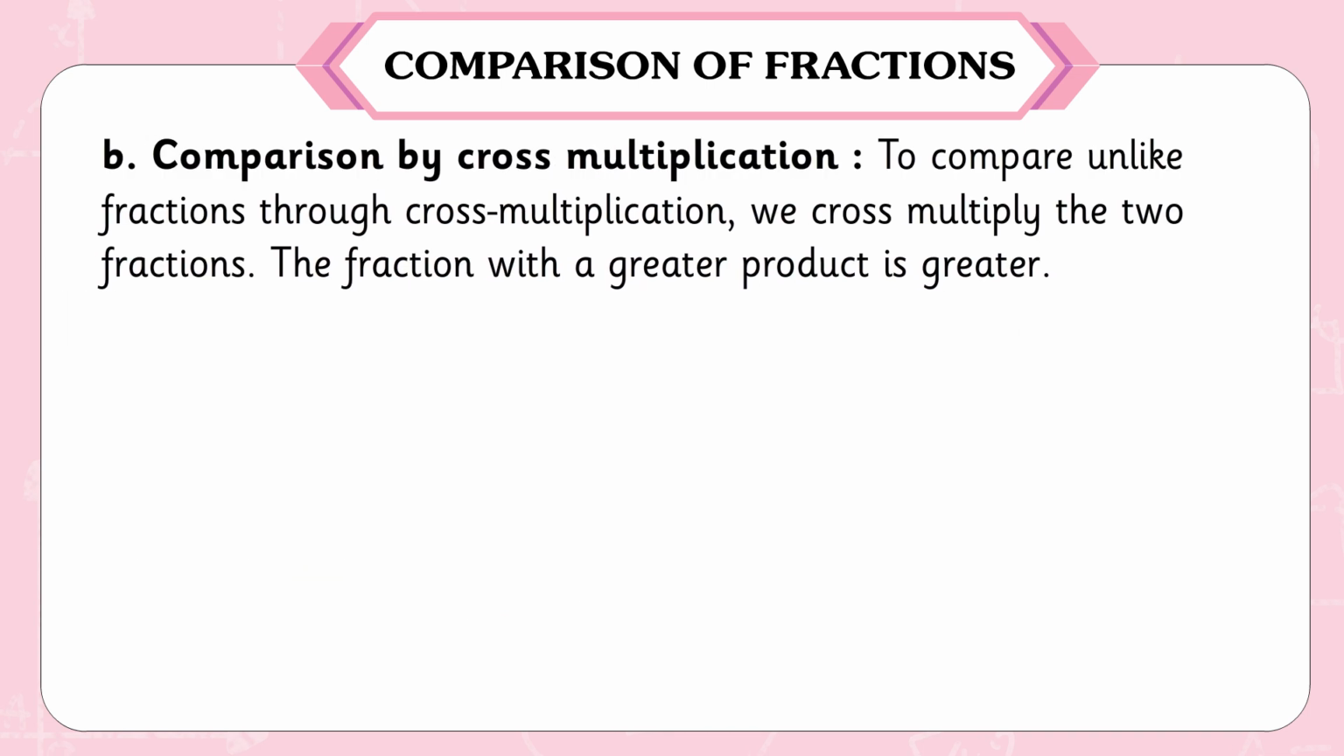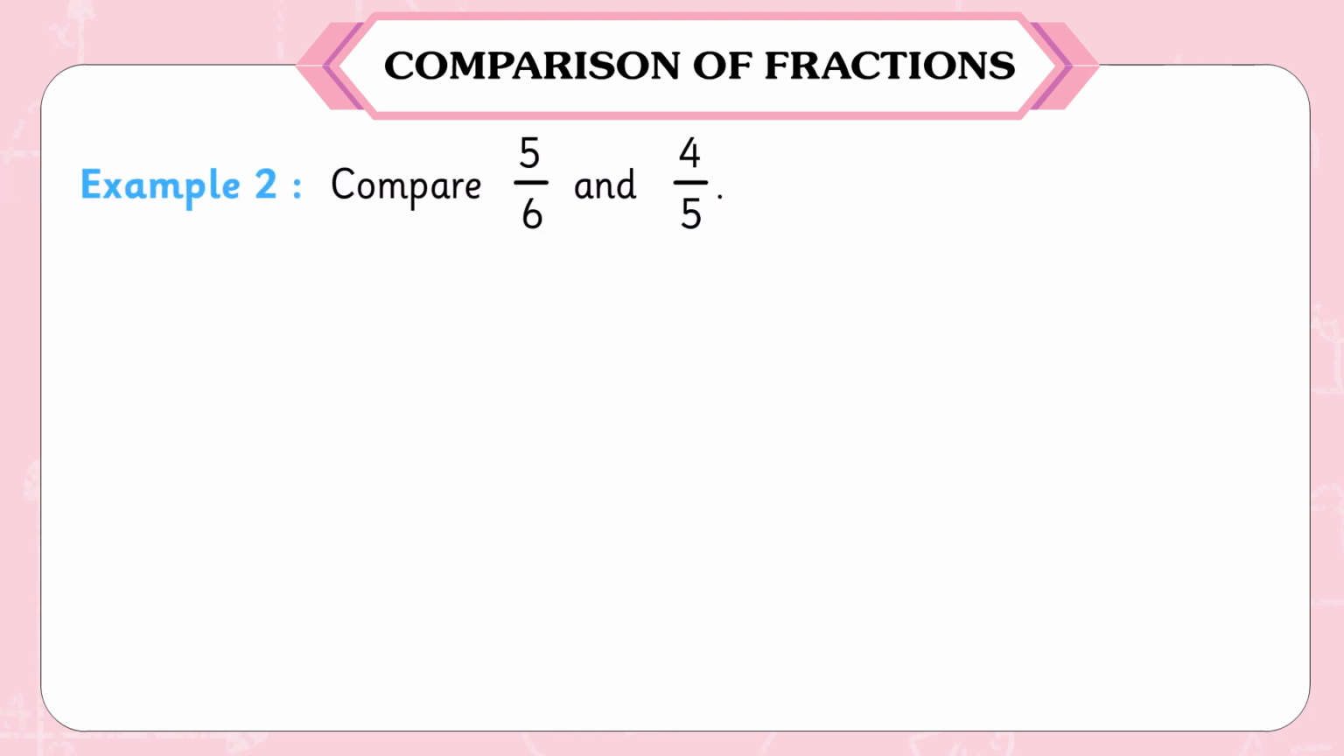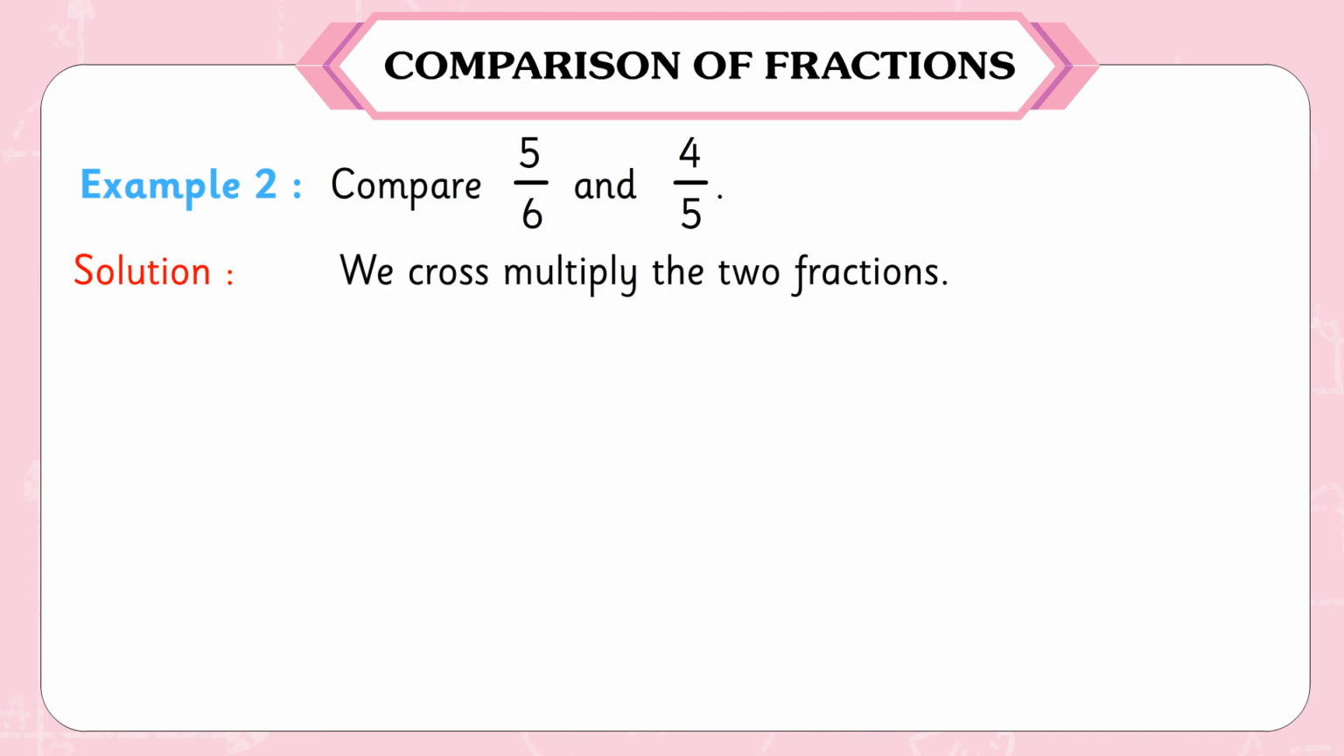B. Comparison by cross multiplication. To compare unlike fractions through cross multiplication, we cross multiply the two fractions. The fraction with a greater product is greater. Example 2. Compare 5 by 6 and 4 by 5. Solution. We cross multiply the two fractions.